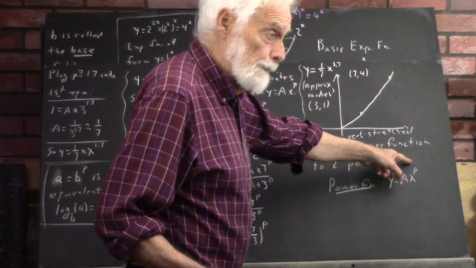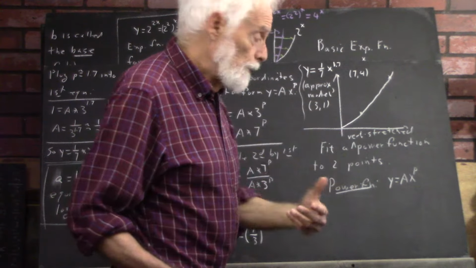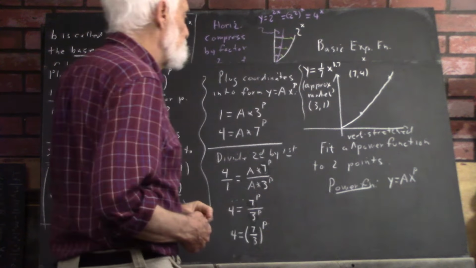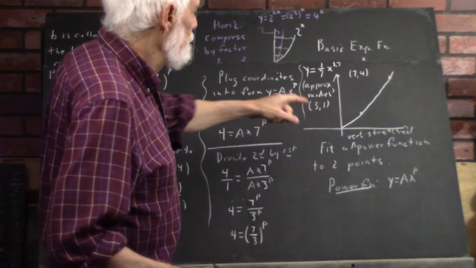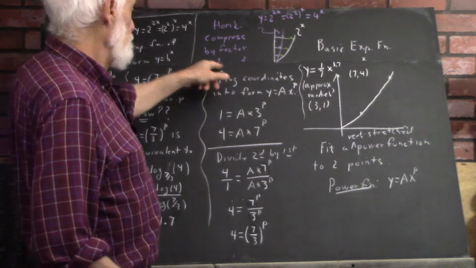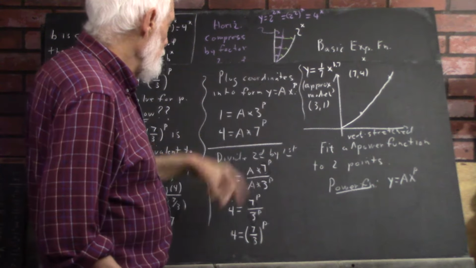Now p could be any power. It's not confined to 2 or 3 or -1 or -2. It could be any power at all. So to fit these 2 points to the model, we plug the coordinates into the form y equals ax to the p. Well, that's easily done.